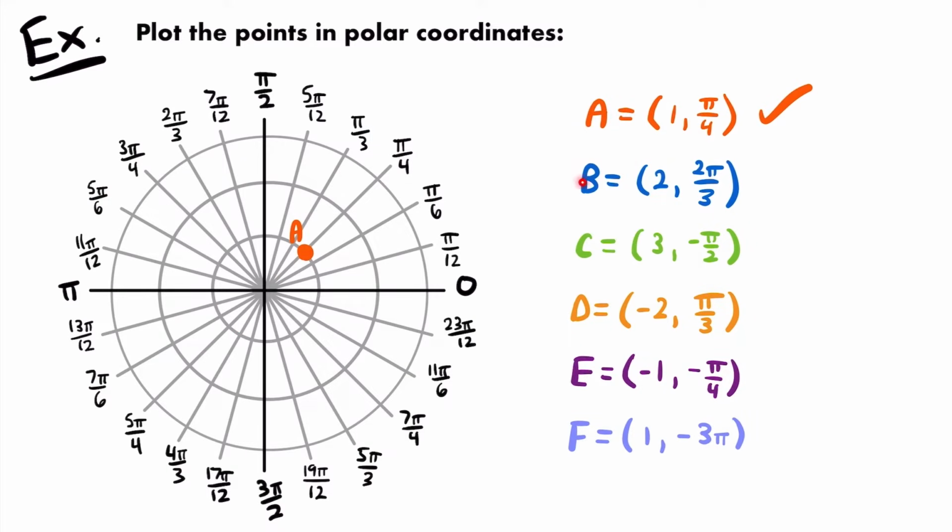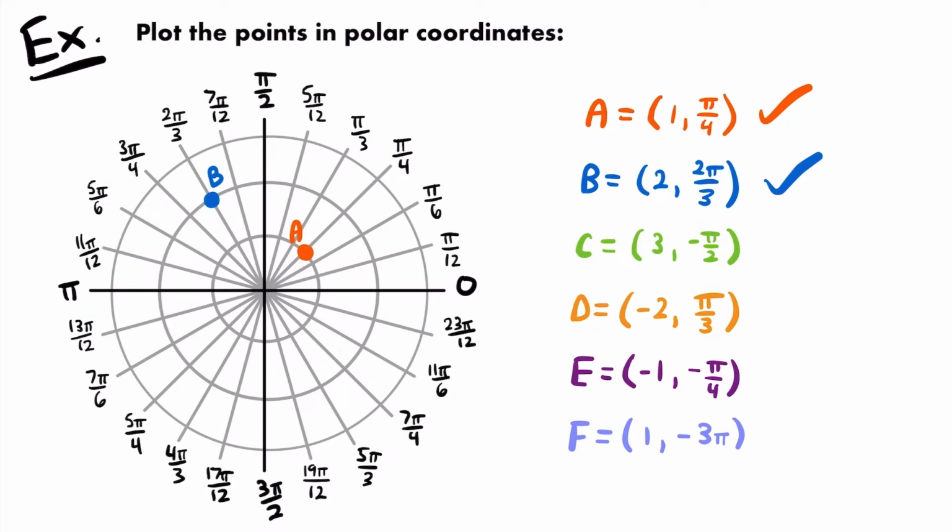Now let's move on to point B. Point B is at (2, 2 pi divided by 3). Once again, we want to start with the angle. So if we start at the polar axis, we're going to measure our angle in the counterclockwise direction until we get to 2 pi divided by 3. That is this line right here. But then our radius is 2, so our point is going to be along the second circle. So the point B will be right here. That is our point B. All right, our angle is 2 pi divided by 3, and our radius is 2. We are along that second circle, which means that this point is a distance of 2 away from the origin. All right, so that's point B.